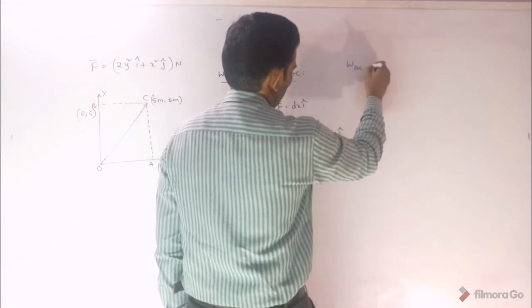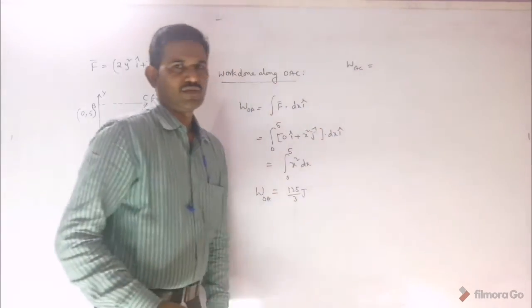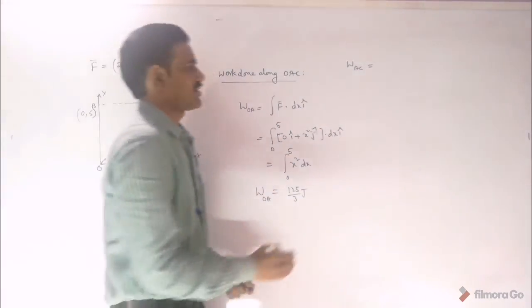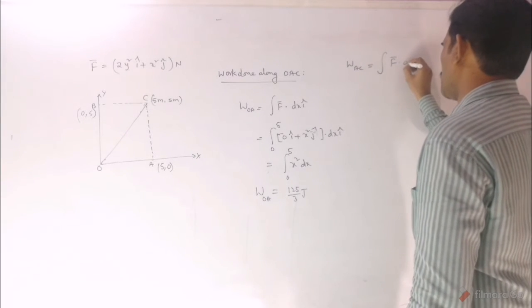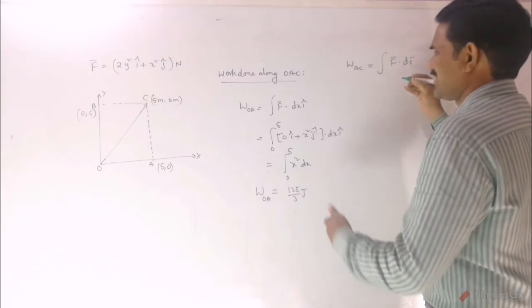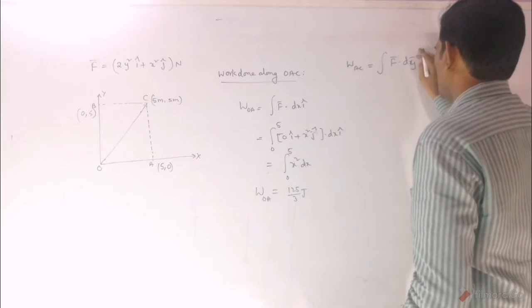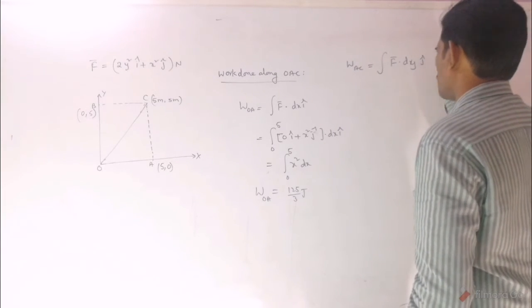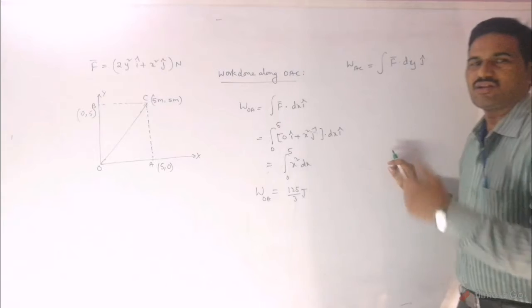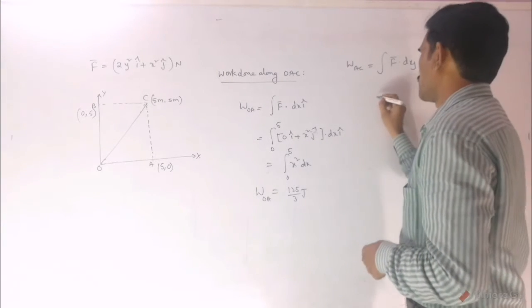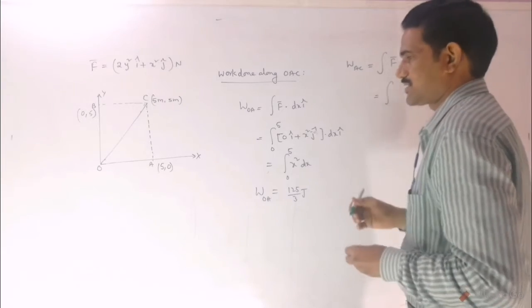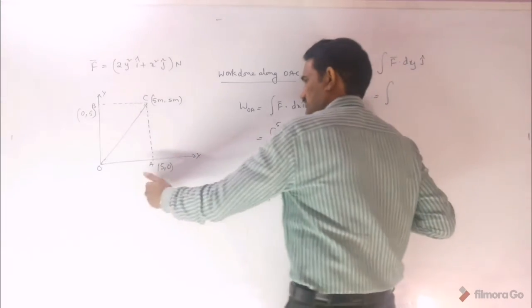Work done along AC. Now work done along AC in a similar way. So F bar dot dr bar, let us write here. Now the dr bar you can take as dy j cap, because now the displacement is only along the y axis, x displacement is 0 there, right? And so now for the F bar substitution, let us see the F bar value for this.